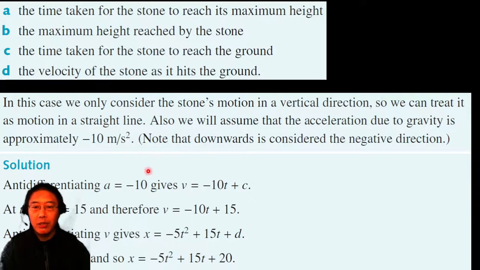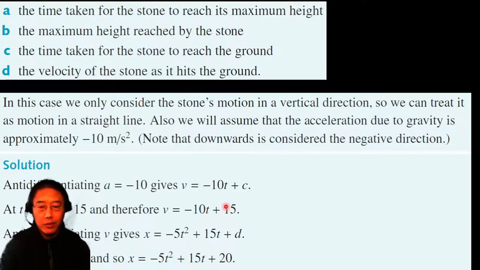I put the questions here, but let's look at it. So a is equal to negative 10. You anti-differentiate, it tells you v equals negative 10t plus c. At t equals 0, v is positive 15. So here's the rule for v. Make sure it's correct. Anti-differentiate that again. Again, it's a general anti-differentiation, so you have to add a constant. You start at the top of the cliff, so x equals 20, and we get the rule for x.